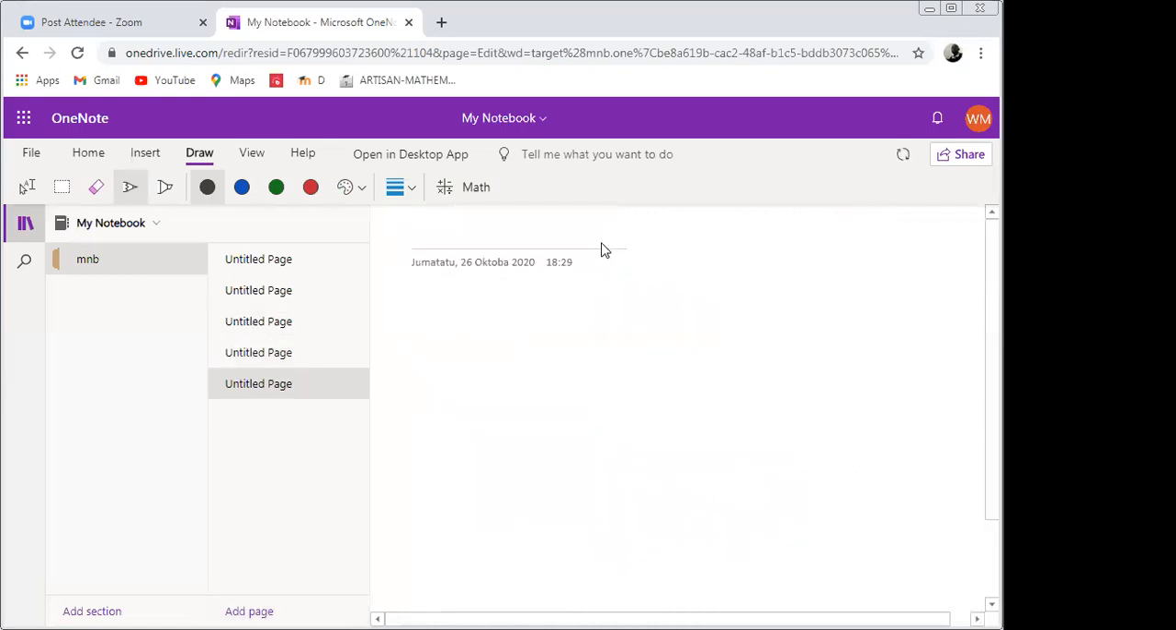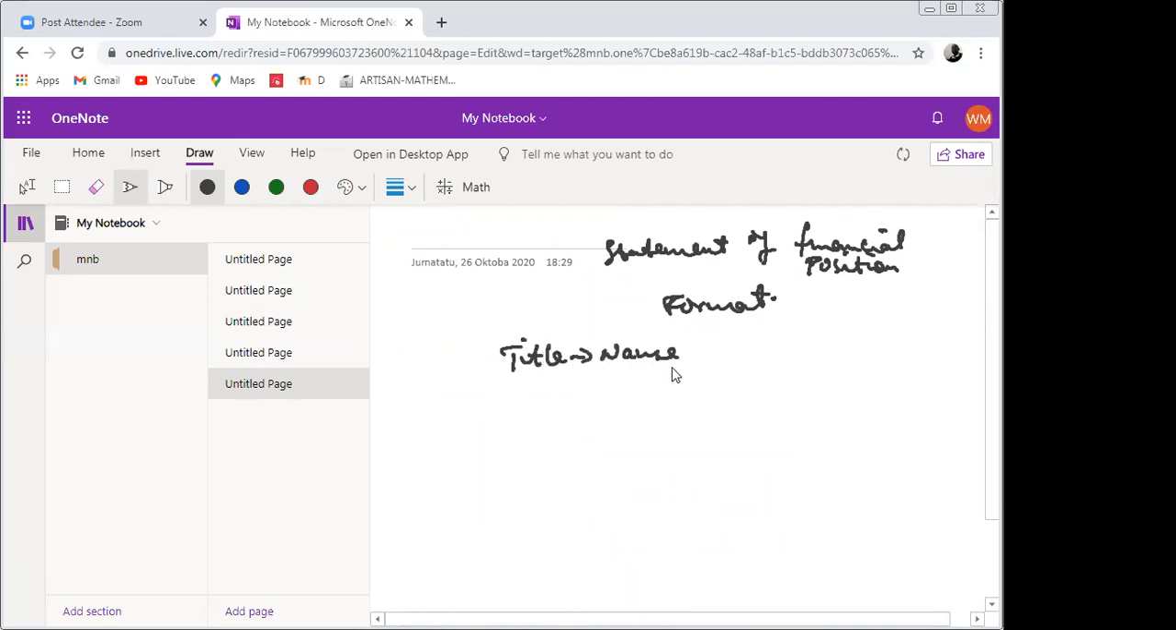So we have the statement of financial position. And in our case here, we are looking at the format. With the format, it must have a title where we are going to capture the name of the sole trader. Then we capture the name of the statement, which is the statement of financial position. And then lastly, we have the date.